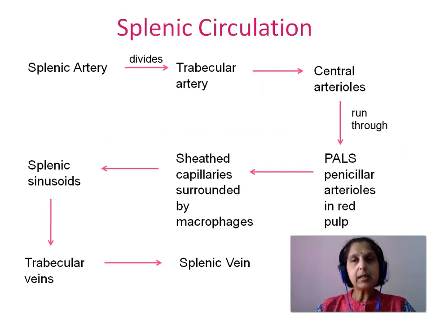Let us now see the splenic circulation. The splenic artery, which enters the hilum of the spleen, divides into trabecular artery, and that then gives central arterioles which run through the PALs, seen as penicillar arterioles in the red pulp, sheathed capillaries surrounded by macrophages, then into the splenic sinusoids, then into the trabecular veins, and finally leave as the splenic vein from the hilum of the spleen.